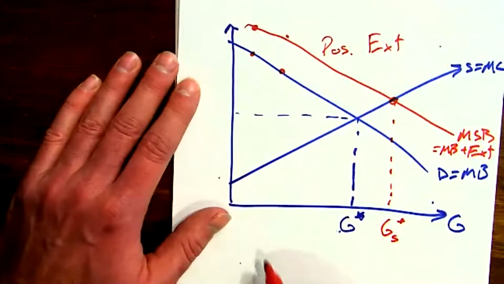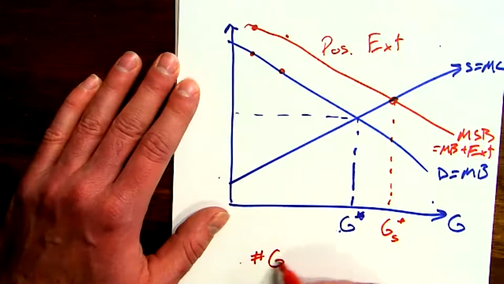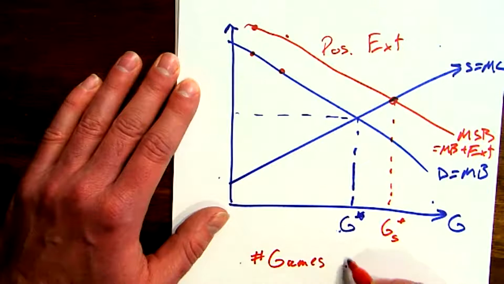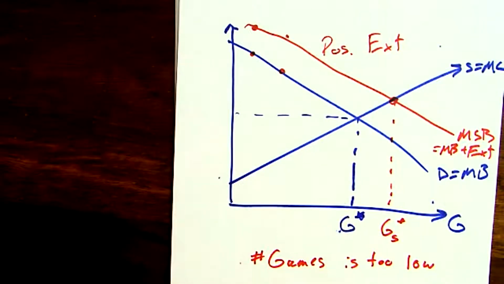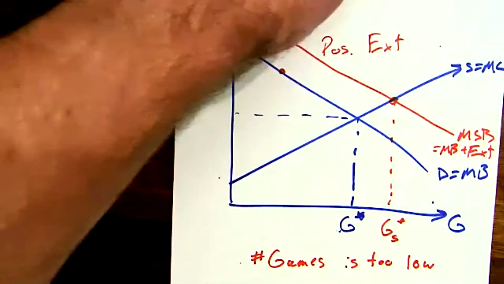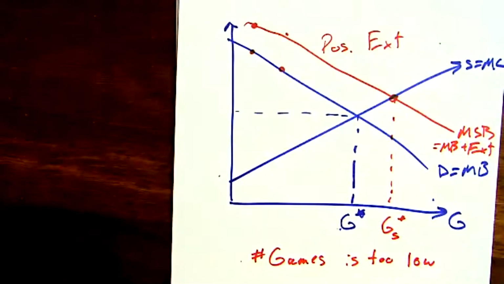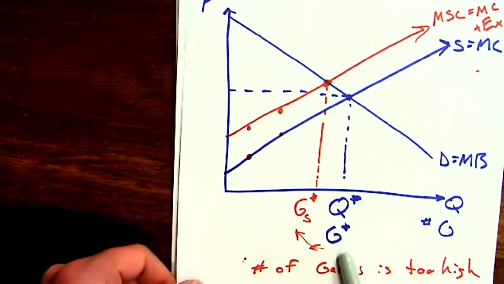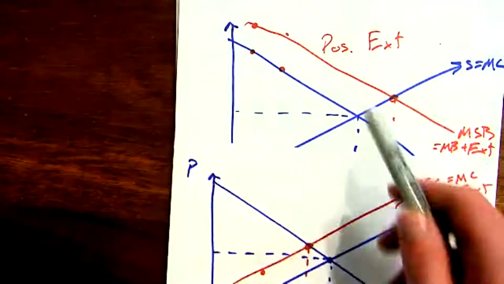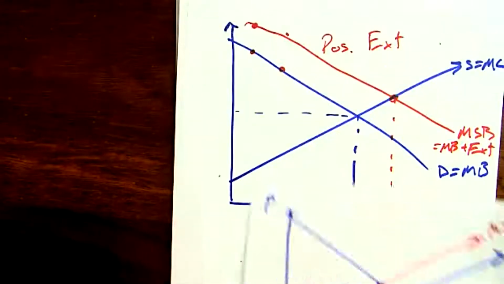So with a positive externality, the number of games being played is, sorry, it's actually the opposite. We have that the number of games being played is too low. So we have a problem, because the positive externality says the current number of games is too low, but a negative externality existing means the number of games being played is actually too high.